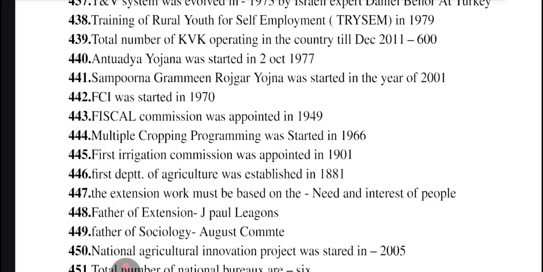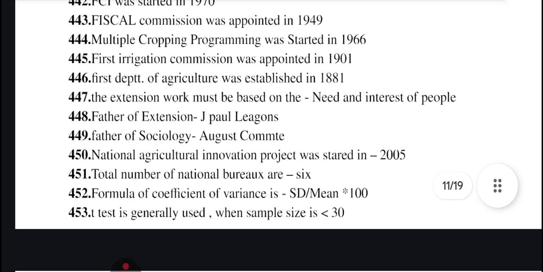Food Corporation of India was started in 1970. Fiscal Commission was appointed in 1949. Multiple cropping programme was started in 1966. First Irrigation Commission appointed in 1901. First Department of Agriculture established in 1881.